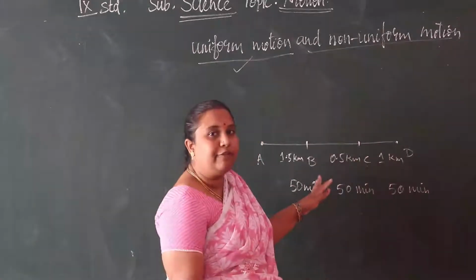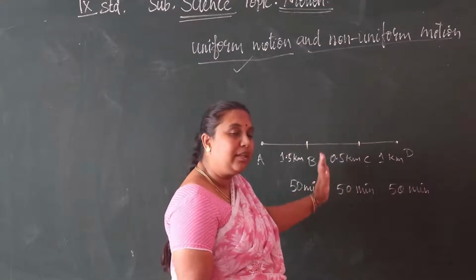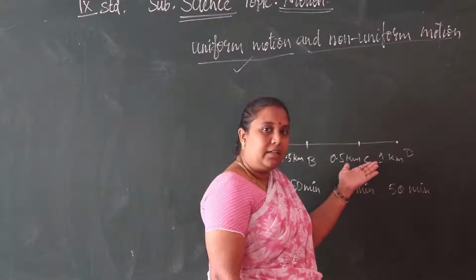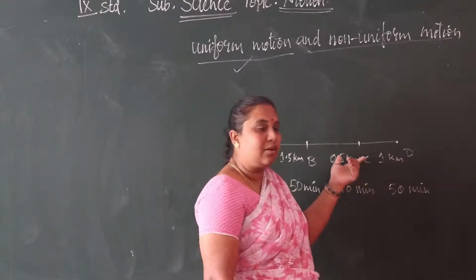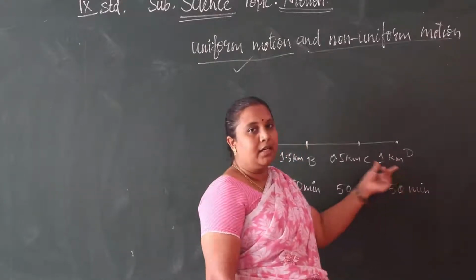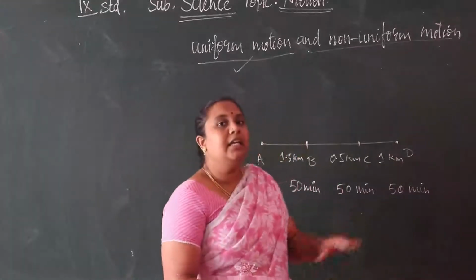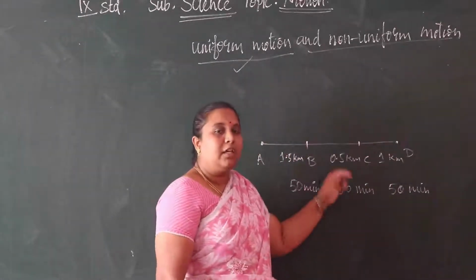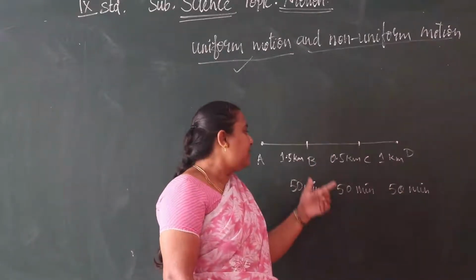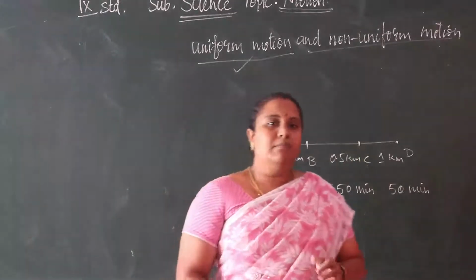So there are so many disturbances, and the vehicle moves very slowly. So we can say these are different distances. Another 15 minutes it moves 1 kilometer. So here there are different distances at equal intervals of time. If it is the same distance but different intervals of time, or different distance in the same intervals of time, we can say it is a non-uniform motion.